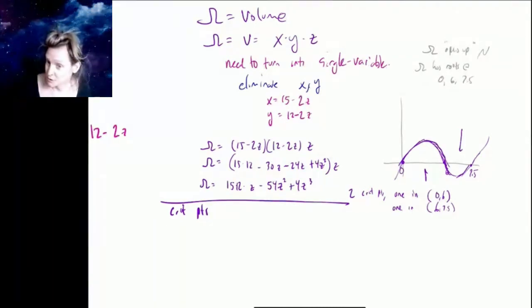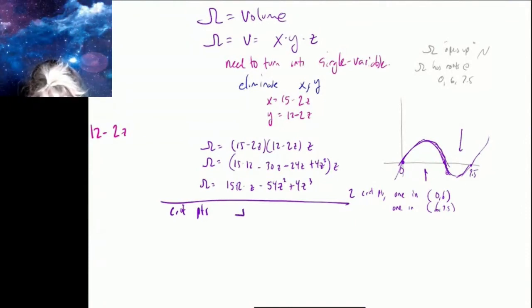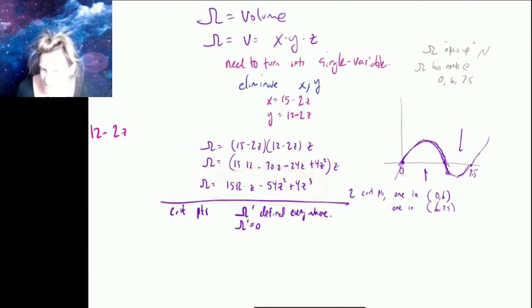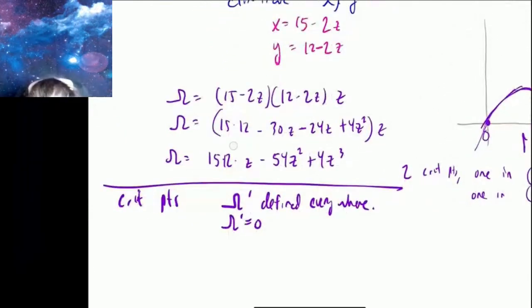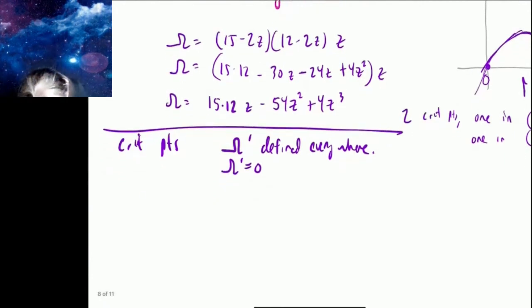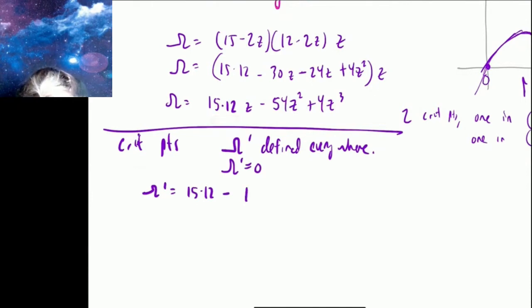There are no critical points where the derivative is undefined. The derivative is defined everywhere. Okay, so all critical points are of the form omega prime equals 0. And the reason that I wanted to distribute out omega is because I don't want to deal with a triple product in that. Like, that just sounds terrible. I think this times 12 here is disturbing me. So I'm going to write that a bit nicer. There we go. Okay, so I'm going to take the derivative, omega prime, and it's going to be 15 times 12, coming from that term, minus 108 times z plus 12z squared.